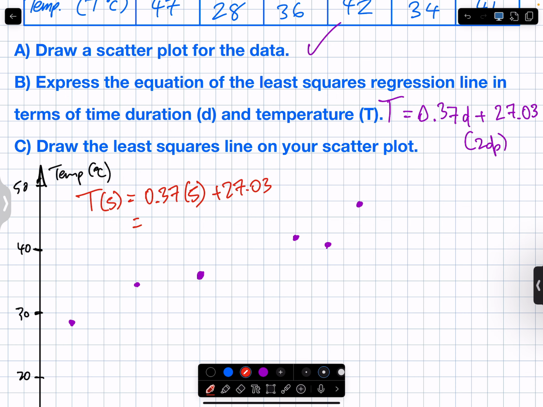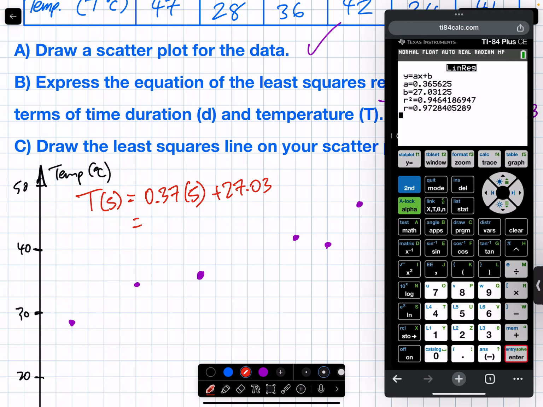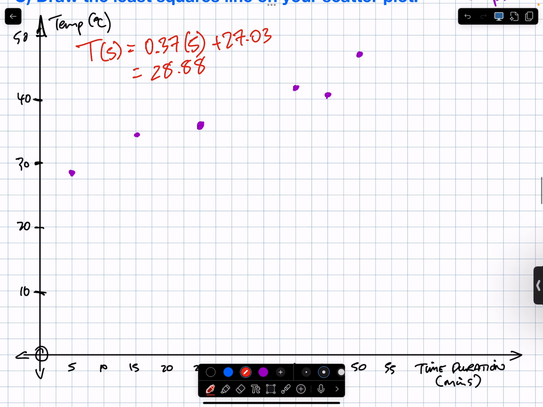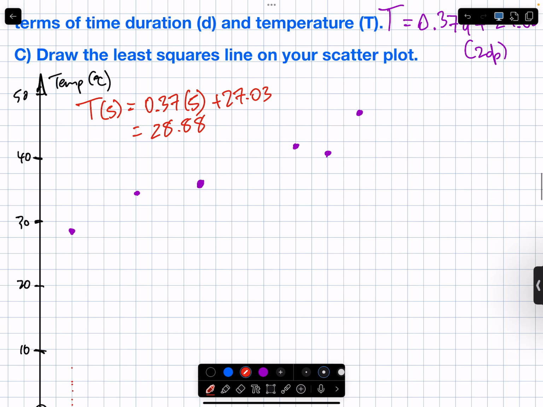Chuck that into your calculator, work that out. 0.37 times by 5 and then add 27.03 to it. That's telling me 28.88. So what was the point of that? That's telling me when time is 5, what should my temperature be? About 28.88. So there's a dot there. Is 1 dot enough info to draw a line? No. No, I don't know what direction it goes.